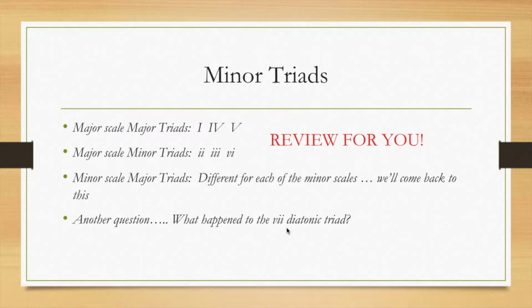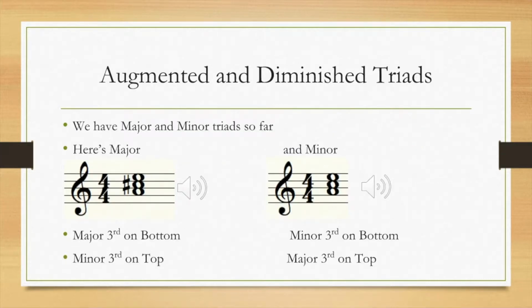That is right, diminished. It is a diminished triad. Okay, keep that in mind. You'll need that. Now, we have a major and minor triad so far. Here's major. That has a major third on the bottom and a minor third on the top. And here is a minor triad. Minor third on the bottom, major third on the top.